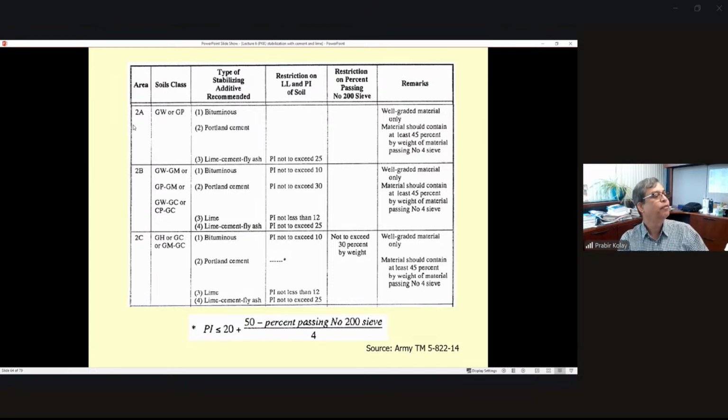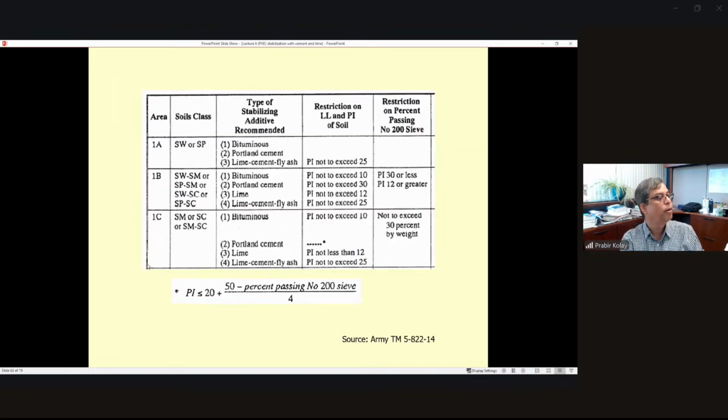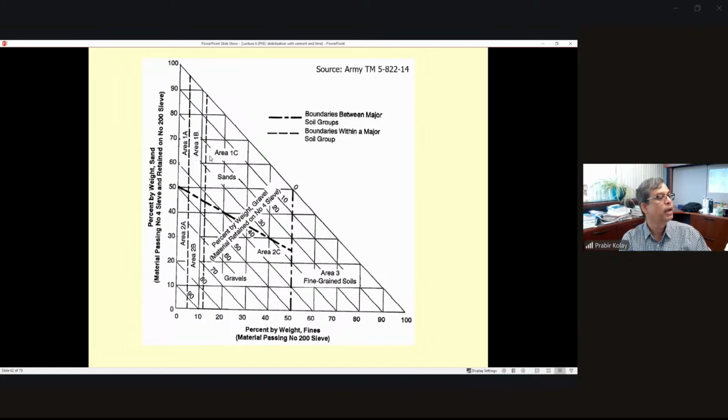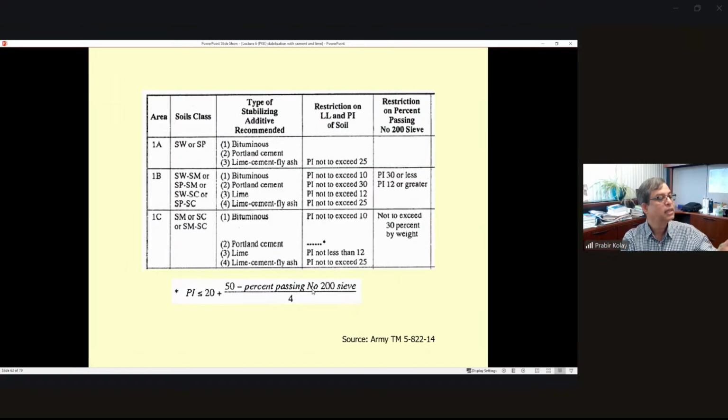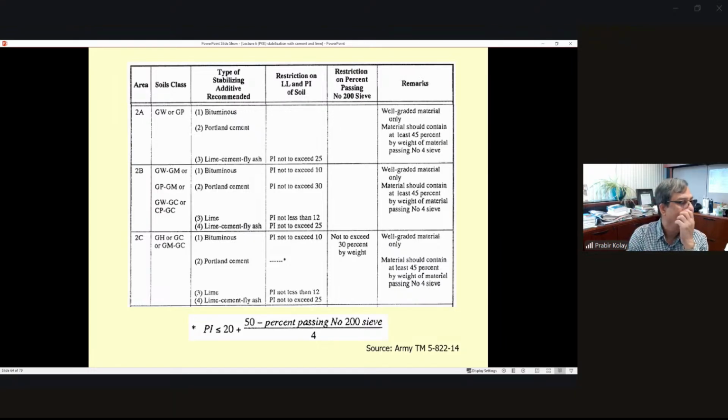So this is again for the area 2A, 2B, 2C. All these things are mentioned over here. So 1A, 1B, 2A, 2B, and 2C. And then which one is bitumen we can use? You can use Portland cement, you can use lime cement fly ash. For 2B, you can use bitumen, Portland cement, lime with lime cement fly ash. So again, depending on the plasticity index and depending on the particle size distribution.